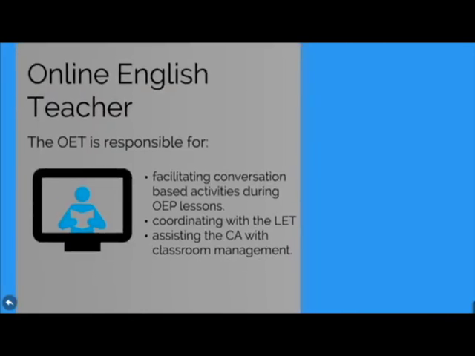The last member of the academic team is the OET. Before any class, the OET must coordinate with the LET to make sure the materials work for the students. The OET must also adapt materials based on the LET's requests. During the class, the OET works with the CA to manage the classroom. However, their primary responsibility is to facilitate conversation and the use of English with a variety of activities during OEP classes.